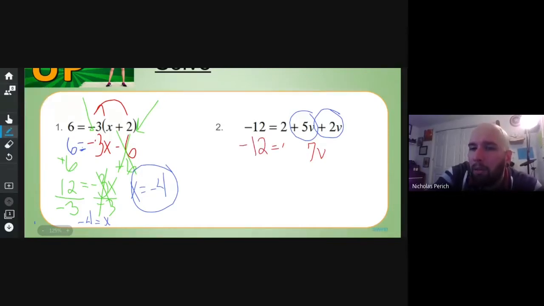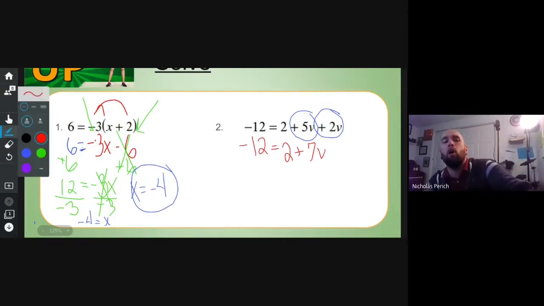-12 equals 2 plus 7v. All right, so all I did was combine like terms. Now is v all by itself? No, I have 2 that's floating around and the 7 that's being multiplied to v. So I know I have to subtract 2 at some point, and I have to divide by 7 at some point. Which one should I do first? Subtract 2.